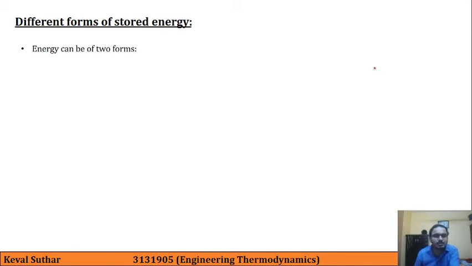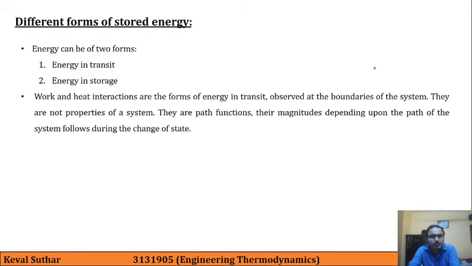So energy can be of two forms. First is energy in transit and second is energy in storage. Work and heat interactions are forms of energy in transit. So here we have work and heat interactions.